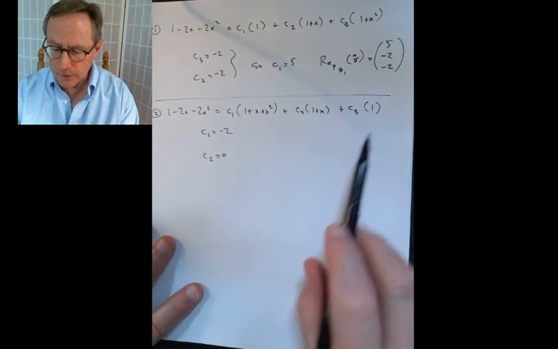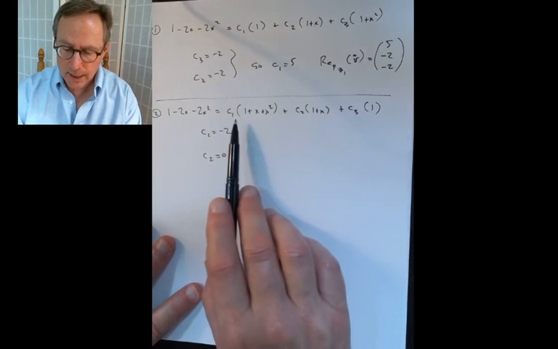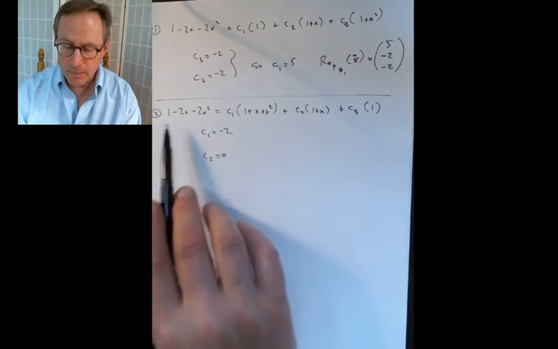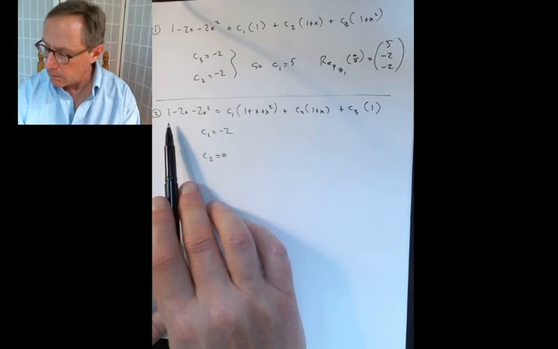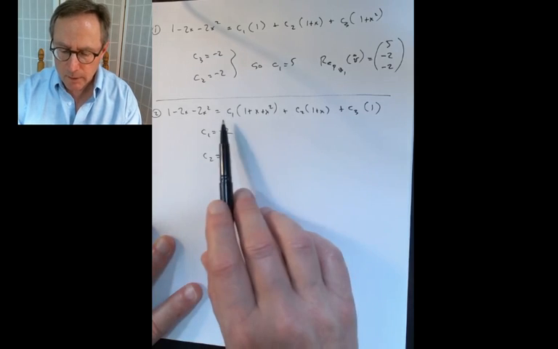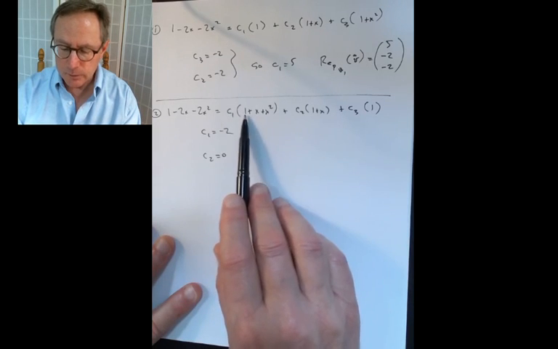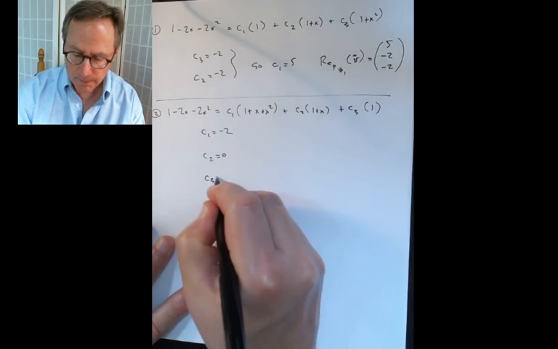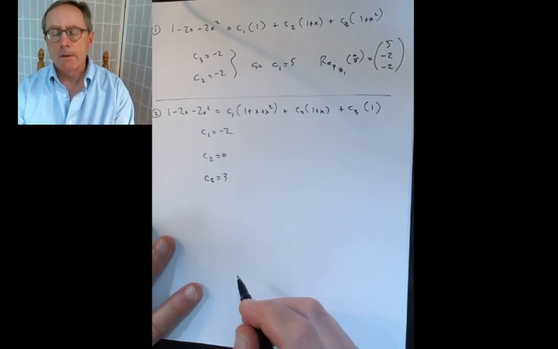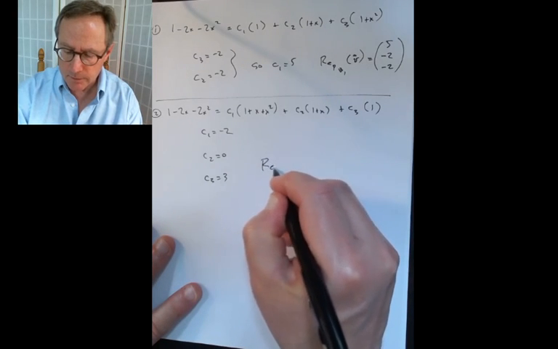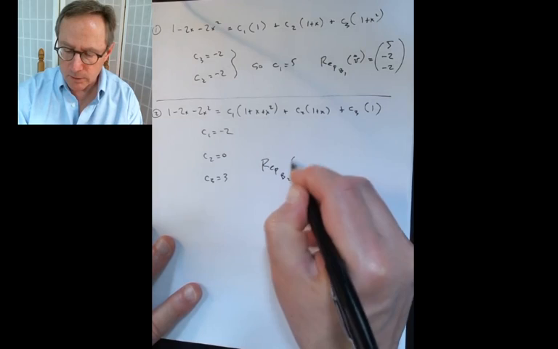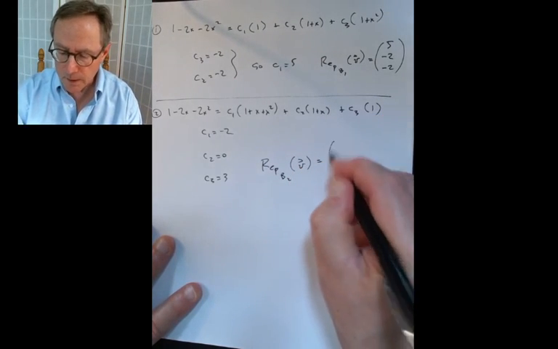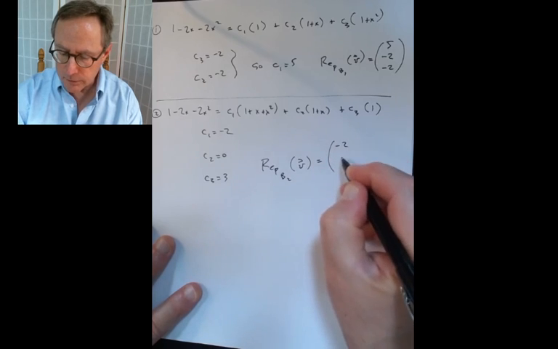Okay, so what does that give me for the constant terms? So I have c1 times 1 plus 0 plus c3 makes 1. Oh no, I said that wrong. So that's minus 2 times 1 plus 0 plus c3 makes 1, so c3 is 3. Okay, so again, to write the representation with respect to the basis b2 of v, it'll be different than this representation, but still be a representation. I've got to write it in the correct order, minus 2, 0, 3.